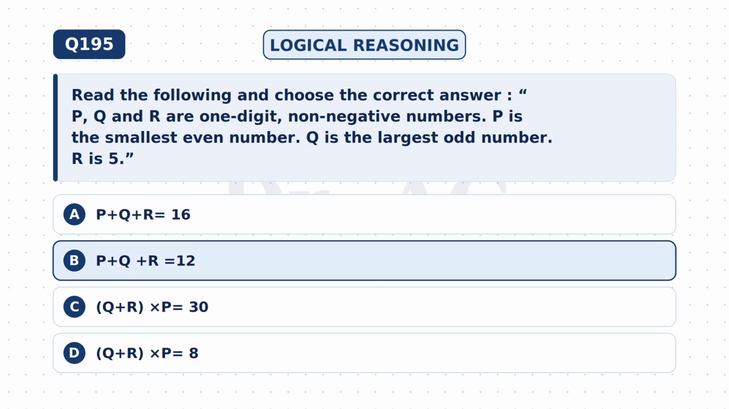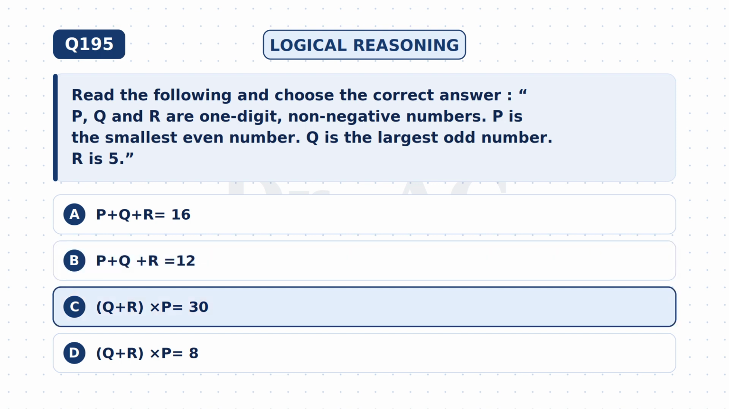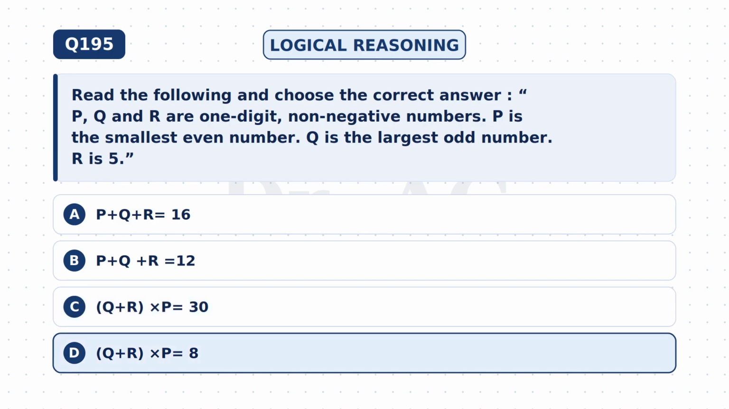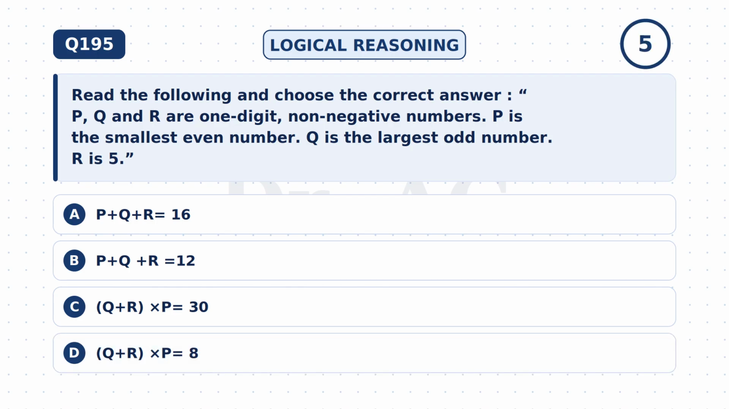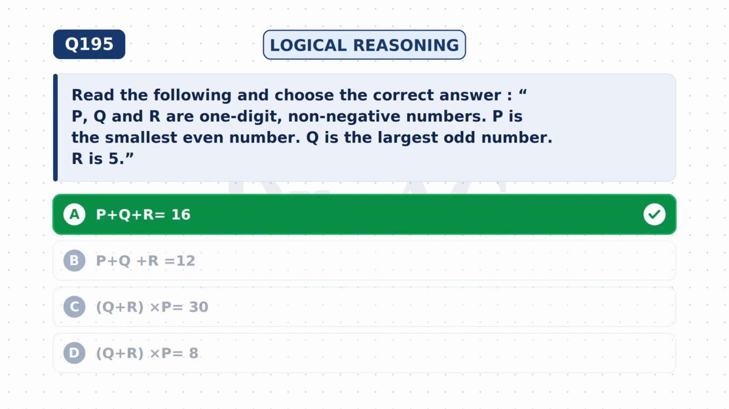Option B, P plus Q plus R equals 12. Option C, Q plus R into P equals 30. Option D, Q plus R into P equals 8. The correct answer is A, P plus Q plus R equals 16.